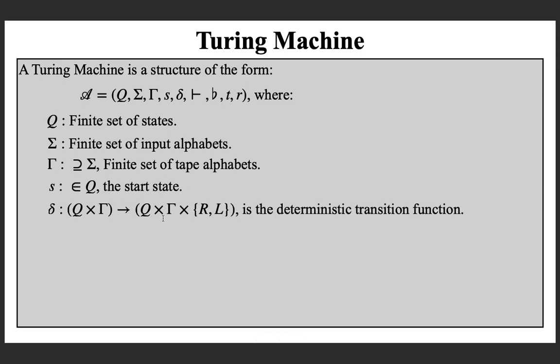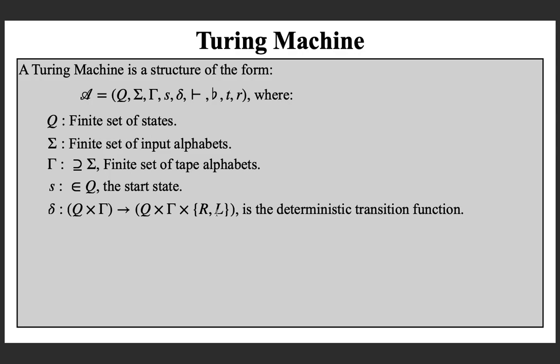The transition function is like this. What we are defining is a deterministic Turing machine. And in the case of Turing machines, deterministic and non-deterministic versions are of the same power, unlike in the case of push-down automata. So from the current state, for the current tape symbol, what is the next state? What tape symbol is going to replace the current tape symbol, and what is the direction of move?